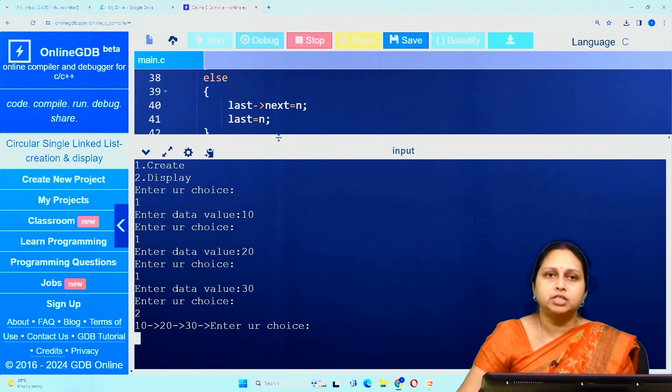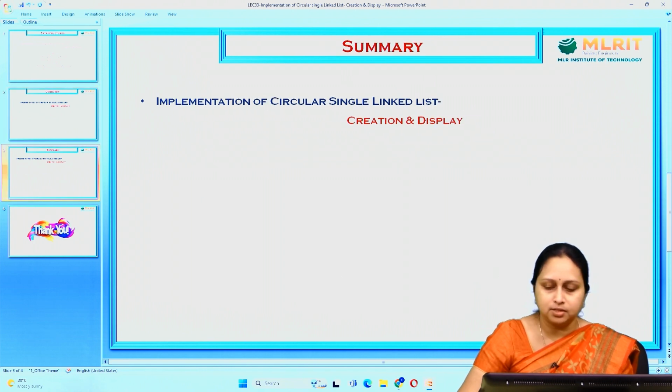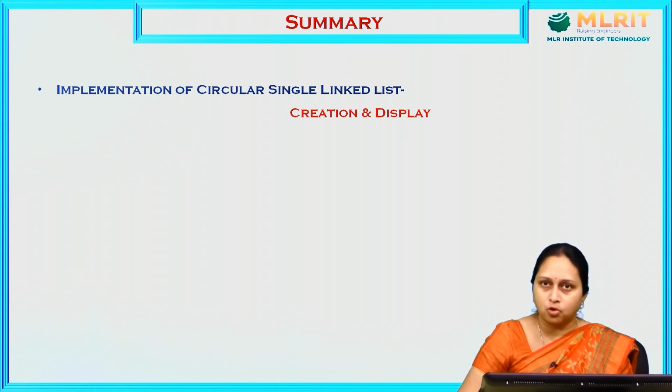And if I want to display based on the key, I have already explained in the previous video, try to implement it on your own. Okay, if you are unable to get it, please do comment in the session. Let us see the summary of today's session: we have seen the implementation of circular linked list creation and display, and try to perform one more operation on the same, display based on the key.